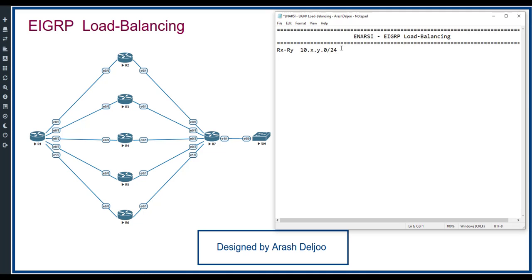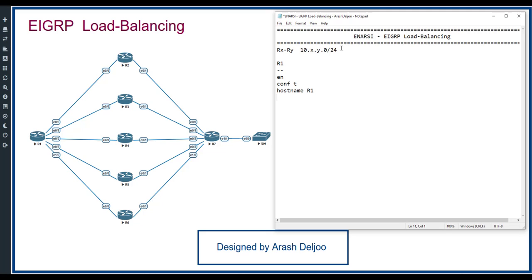Okay, let me start the configuration of R1. R1: enable, configure terminal, hostname R1. We will use this scenario for two topics. The first is equal cost multipath. The second is unequal cost load balancing. Look at here.